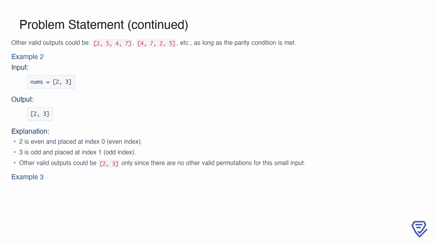For instance, with the earlier example of nums equals 4, 2, 5, 7, other valid outputs could include 2, 5, 4, 7, or 4, 7, 2, 5. As long as even-indexed positions contain even numbers and odd-indexed positions contain odd numbers, the solution is acceptable.